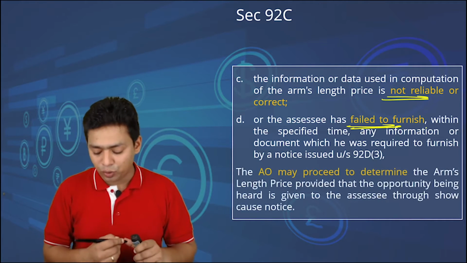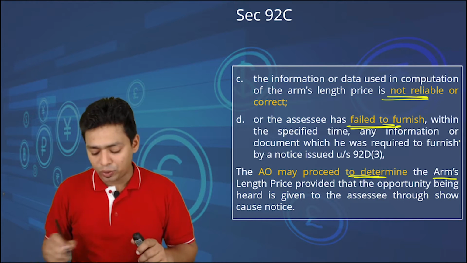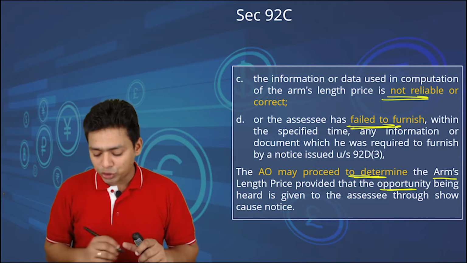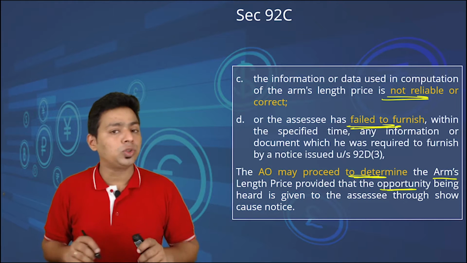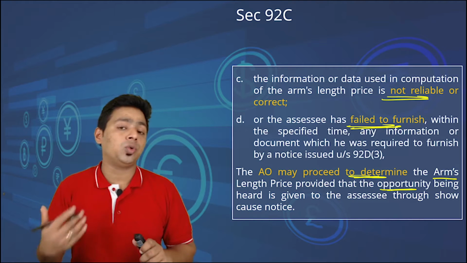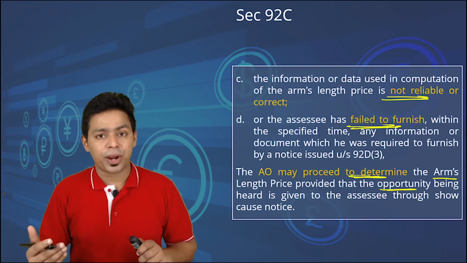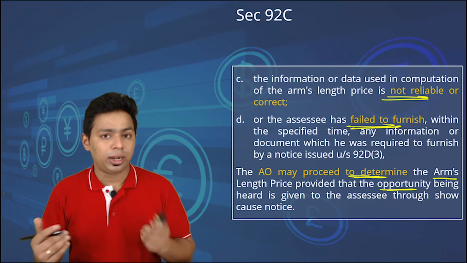So obviously in all these 4 circumstances, the AO may proceed to determine your arm's length price, provided an opportunity of being heard is given to the assessee through a show cause notice. That show cause notice will come and give you an opportunity, and in it will be mentioned why the AO should not determine your arm's length price, because you are not showing accurate data to the government of India.